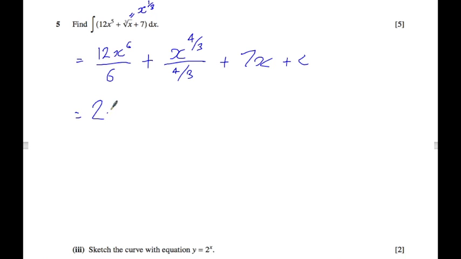So that's going to be x to the 6 over 3. This 3 kind of jumps up to the top, or you can think of timesing top and bottom by 3. So we get 3x to the 4/3 over 4 plus 7x plus c.